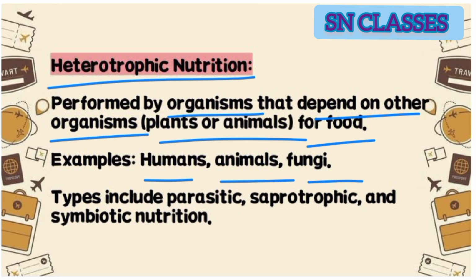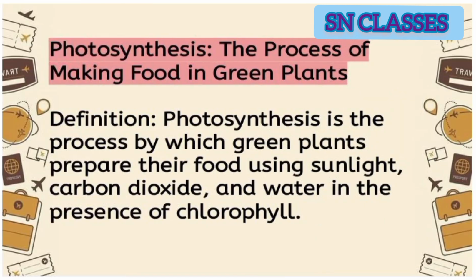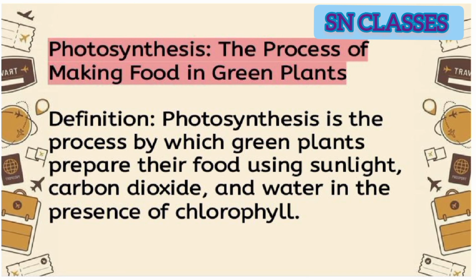In the heterotrophic mode of nutrition, there are still more subtypes, mainly parasitic nutrition, saprophytic nutrition and symbiotic nutrition. So now let us see them one by one. First let us see photosynthesis, which is related to the autotrophic mode of nutrition. This autotrophic mode of nutrition actually takes place with the help of photosynthesis, as I told you in the previous slide.